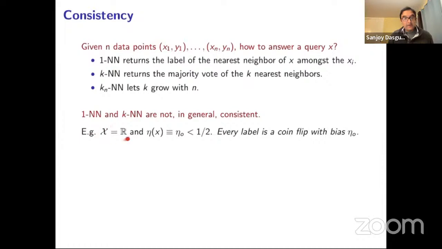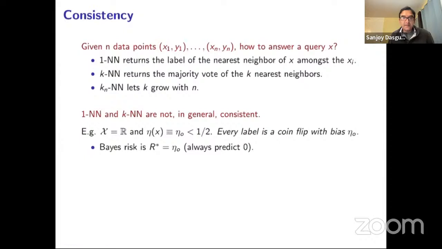Let's say the data lie on the real line or in any space, but the labels are basically coin flips with bias eta 0. Let's say coin flips with bias a quarter. So for any x, the label is just a coin flip with probability a quarter of coming up 1. So what should you do? You should just predict 0 everywhere. That's the best possible thing to do. And what's the error rate? It's eta 0, a quarter.